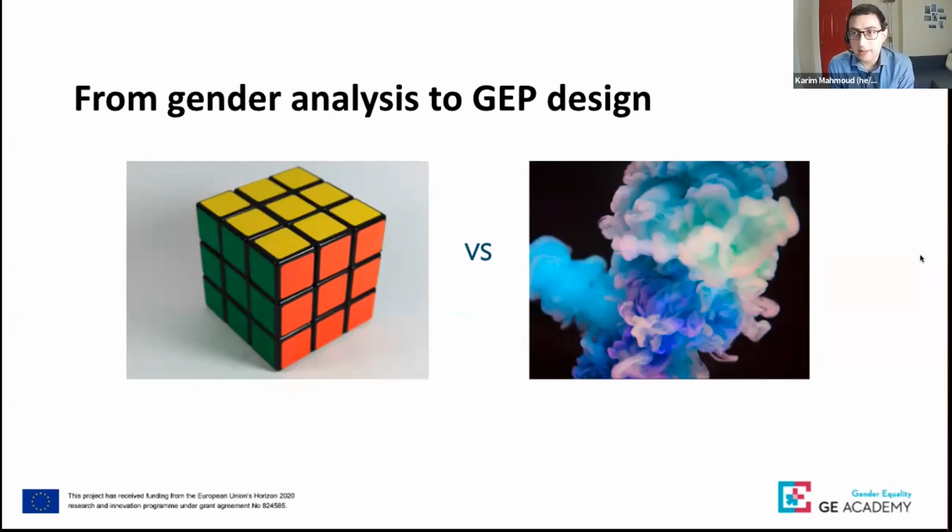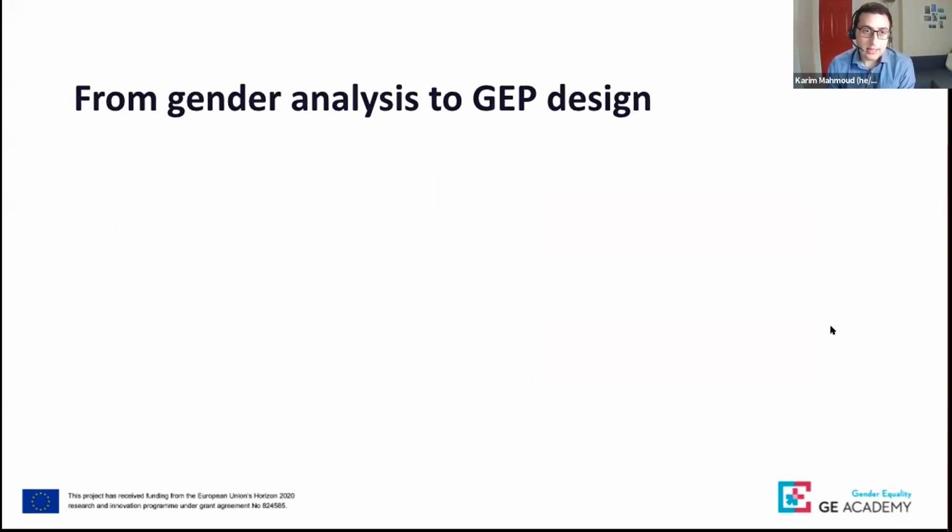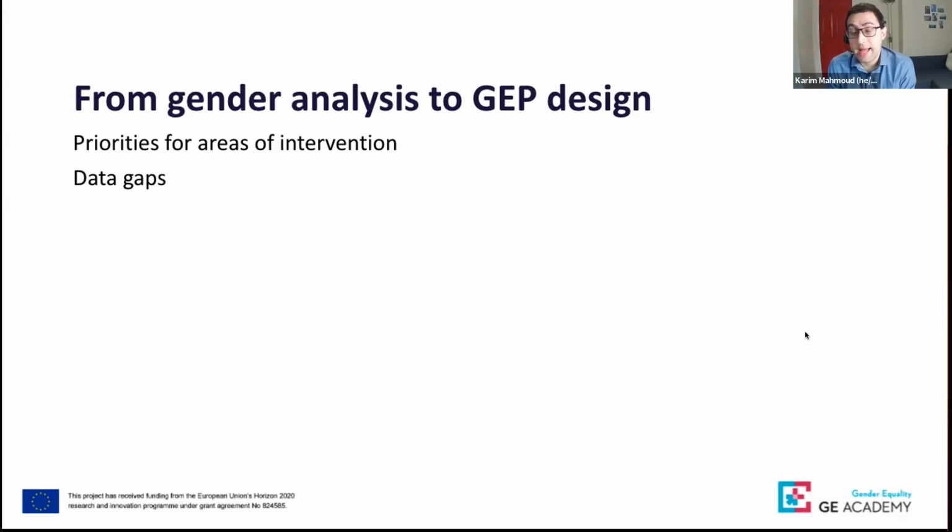As we move towards GEP design, it becomes a bit less structured. We're having to deal with priorities, with leadership, and with different real life situations that are unique to your organization. For example, there might be other more pressing issues that are causing upheaval within your institution that are preventing it from moving forward, such as strikes or leadership changes that are causing a lot of uncertainty. Some of those items might actually have a bearing on your gender equality plan. And so as we move through this process, there will be priorities for areas of intervention that your gender analysis has highlighted, and also data gaps that need to be filled in order to get a more holistic view of the gender state of play within your organization.